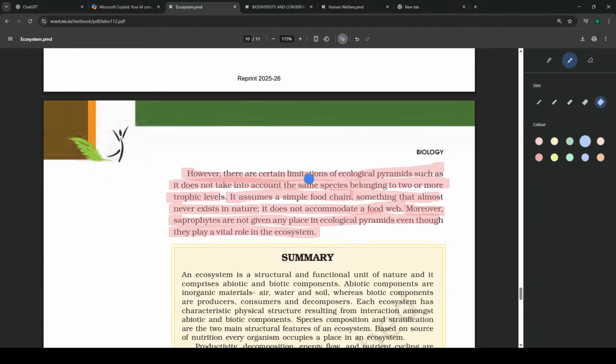Limitations of ecological pyramids are: they do not take into account the same species belonging to two or more trophic levels, they assume a simple food chain, which is almost impossible in nature, and they do not accommodate a food web. Saprophytes are not given any place in the ecological pyramids, even though they play a vital role in the ecosystem. That's it with the chapter. Let's read the summary.